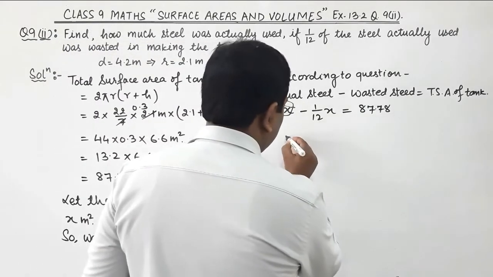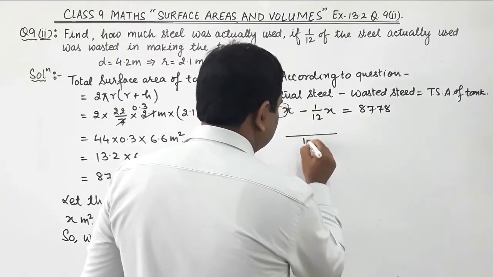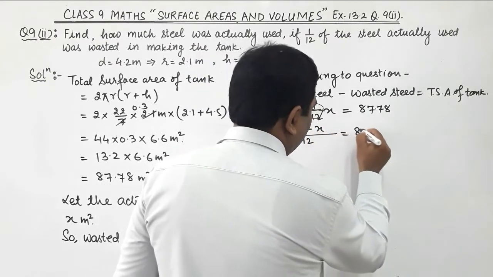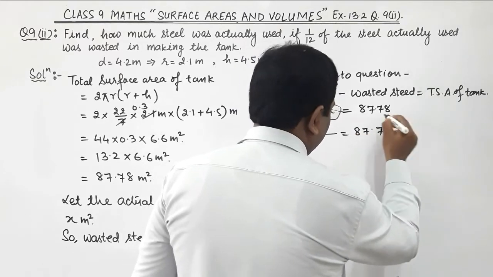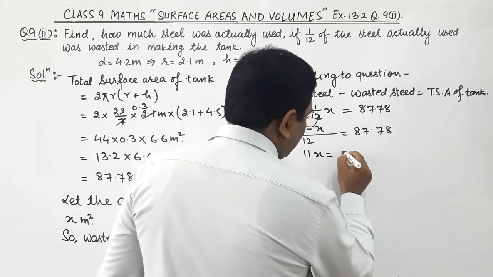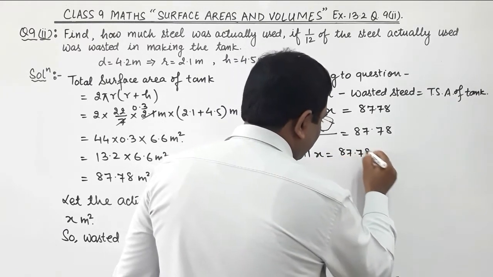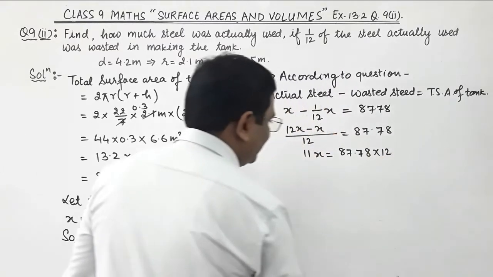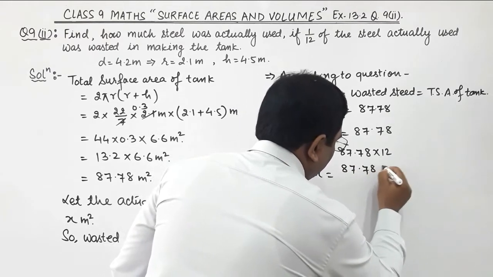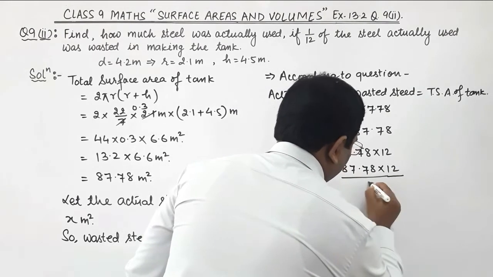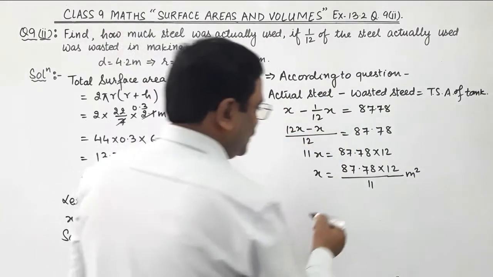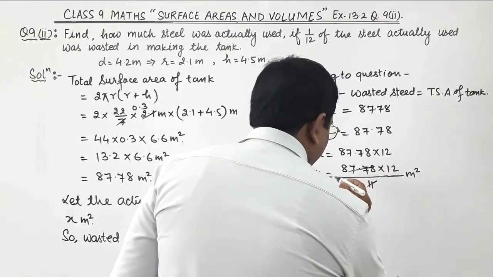Okay, taking LCM 12. So 12x minus x is equal to 87.78. So you will get 11x equals 87.78 multiplied by 12. So x is equal to 87.78 multiplied by 12 divided by 11 meter square. Now let us simplify it. So इसको simplify करते हैं by 11.